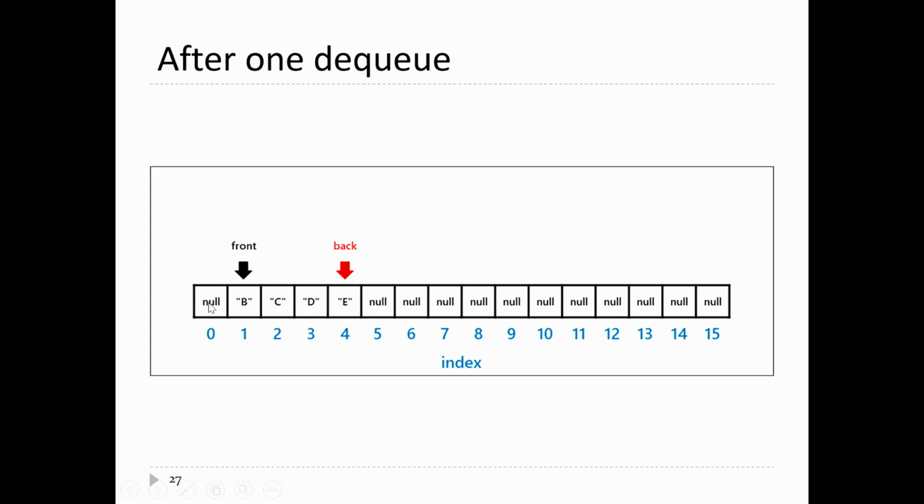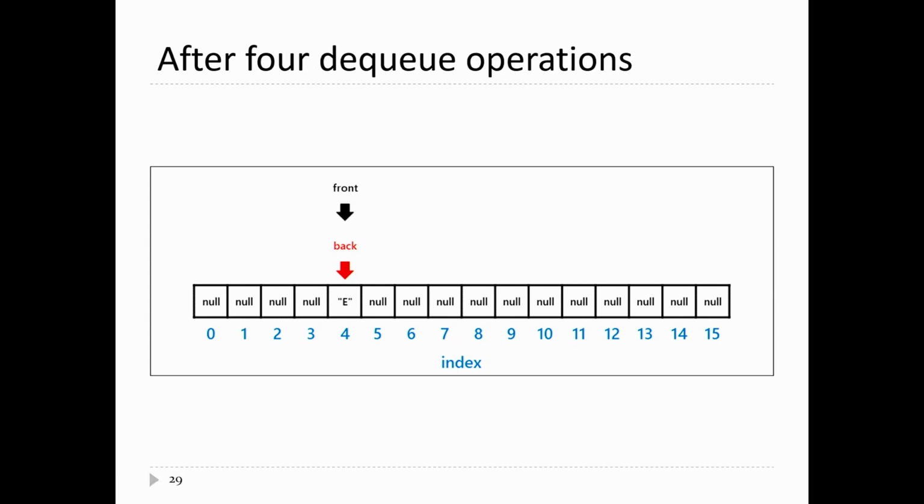So to dequeue the A, I'm going to remember what the A is. I'm going to move front one position to the right. I'm going to remove or null out the element that was sitting in position 0, and then I'm going to decrease the size of the queue. So do it again, and again, and 2 more times.